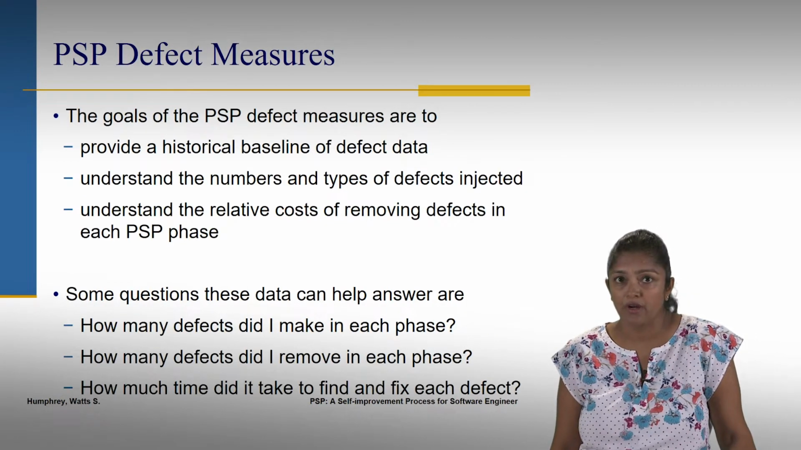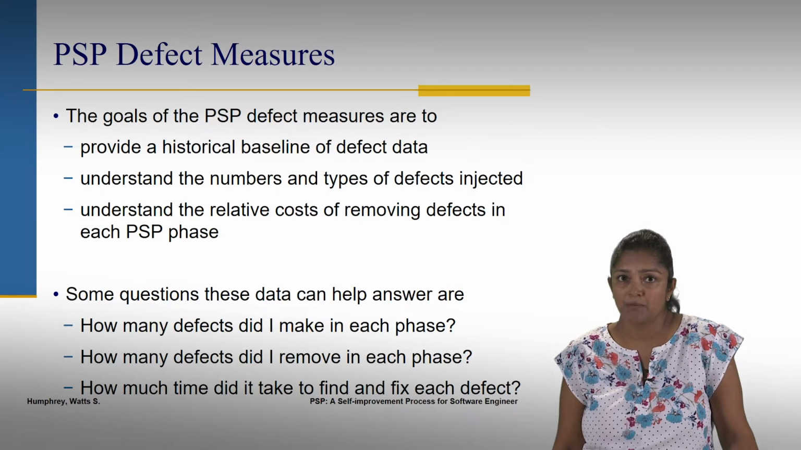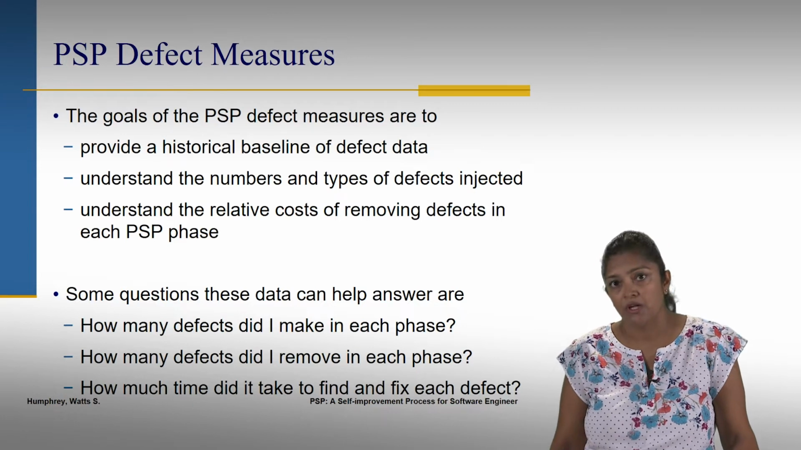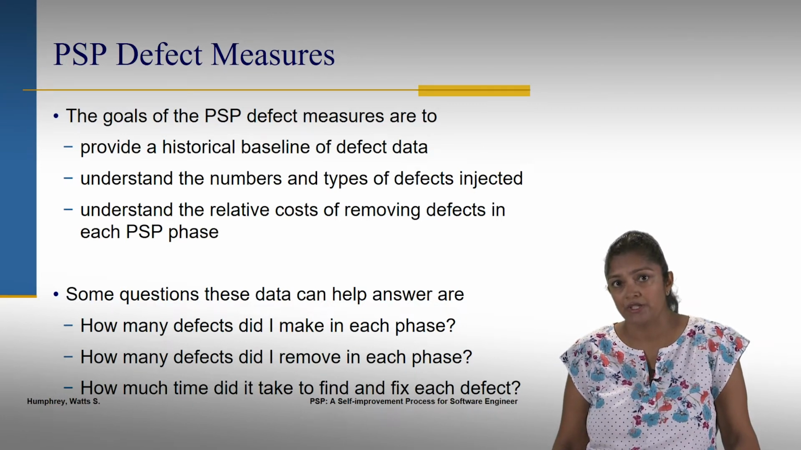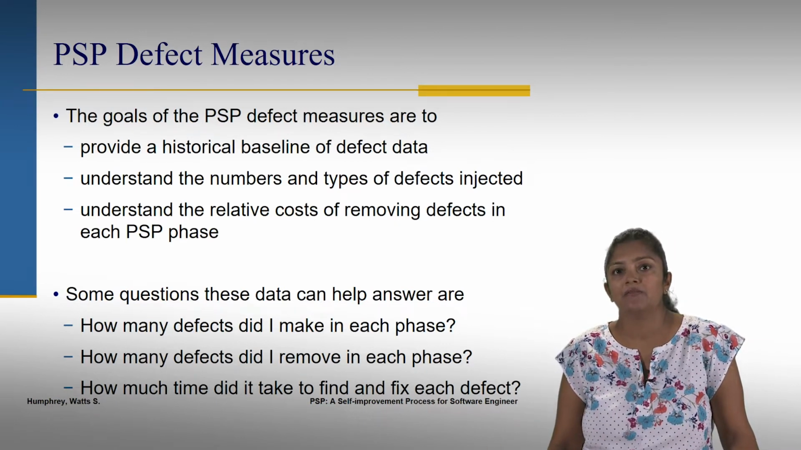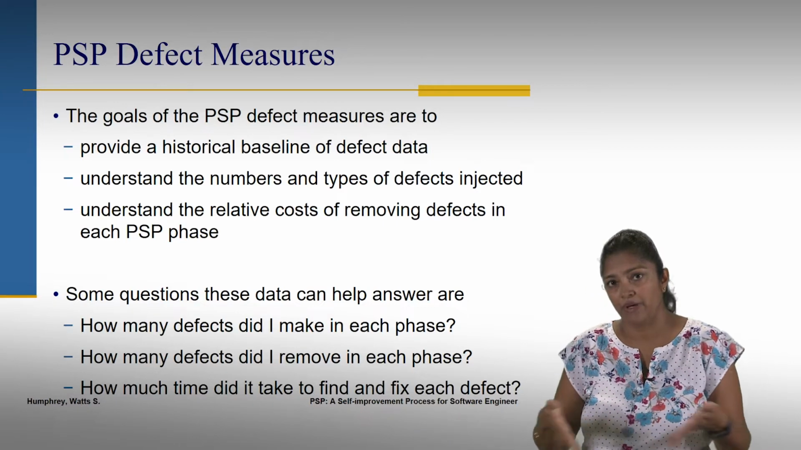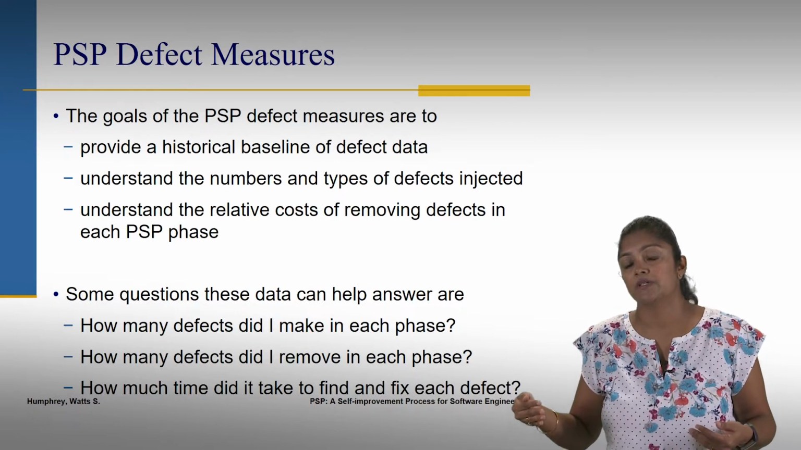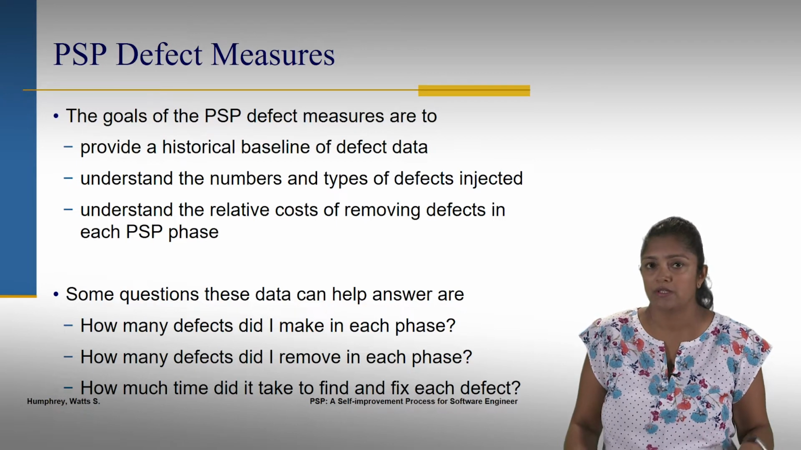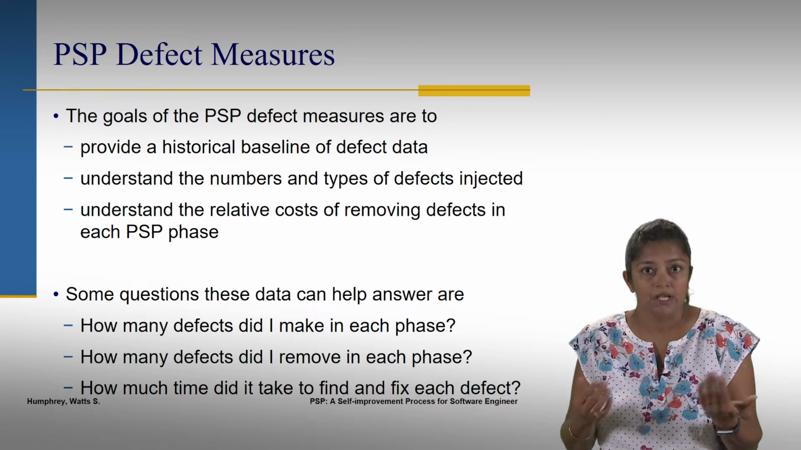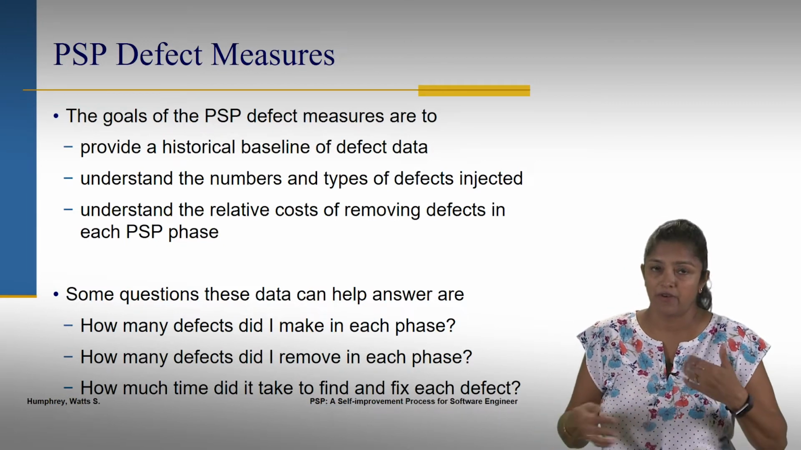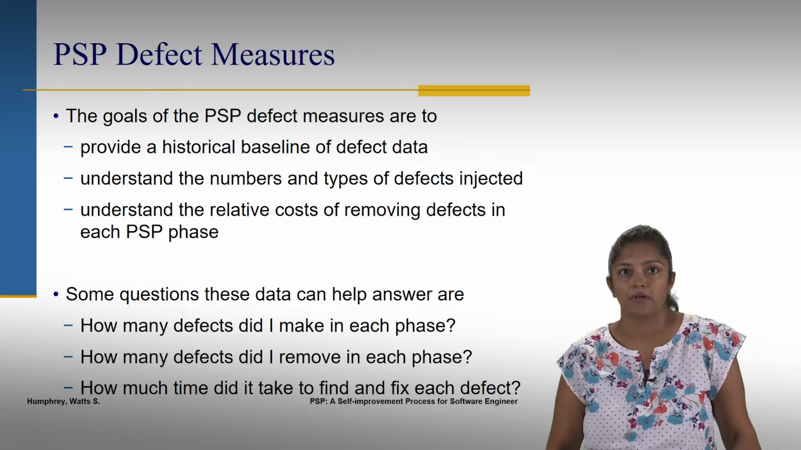Similarly, you will do the same thing for defects. In order to establish a baseline of defect data, at the beginning you're not going to do estimates. You're just going to measure how many defects you introduced or injected into the code. Again, we'll do this by phase. And then later on, once you have the baseline, in subsequent assignments or projects, you will start estimating as well. So again, here also our goal is to answer questions like how many defects did I make in each phase, how many defects did I remove in each phase, how much time did it take to find and fix each defect. So that's the kind of data that you're collecting.